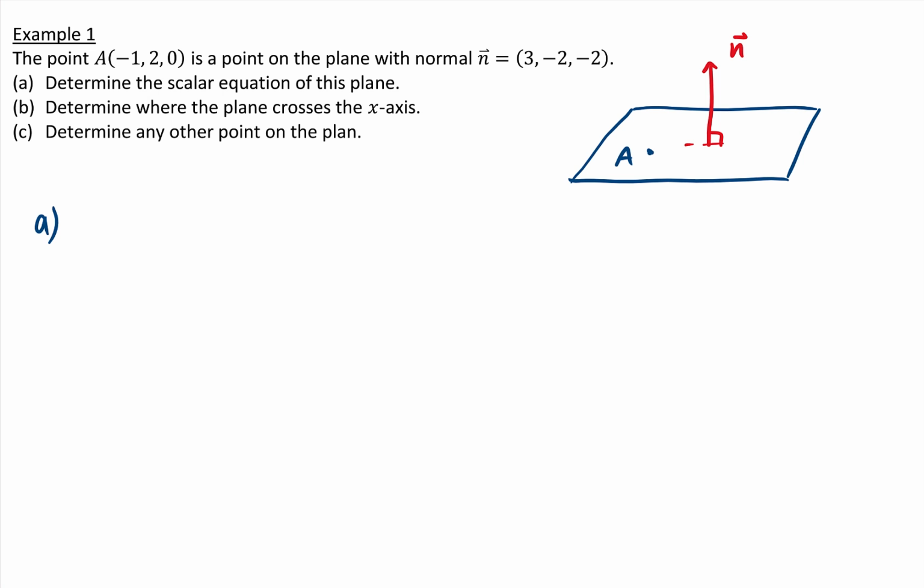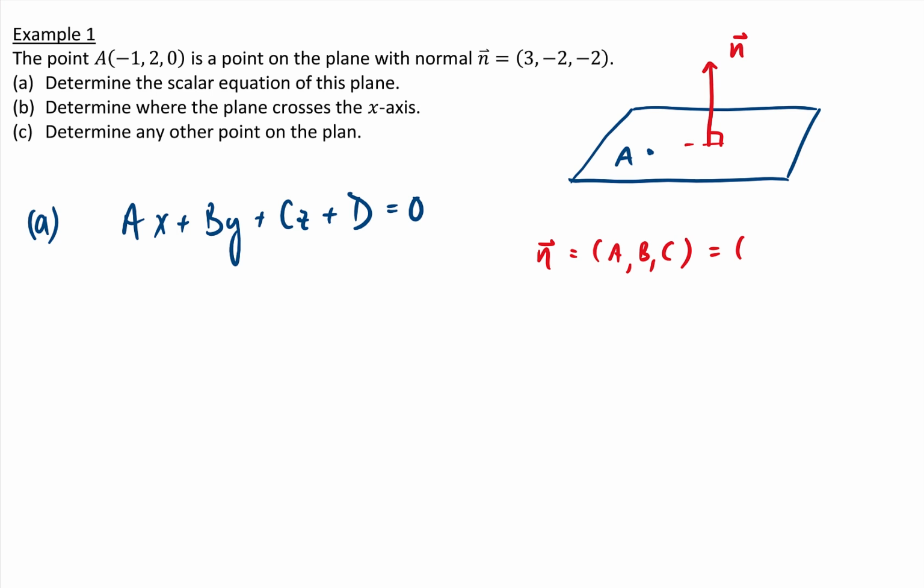So if I want to determine the scalar equation of the plane, I start with ax plus by plus cz plus d equals 0. I already know that the normal, n, is equal to (a, b, c), which in our example is (3, -2, -2). So I have 3x minus 2y minus 2z plus d equals 0. Well, all I need to do now is find my constant d.